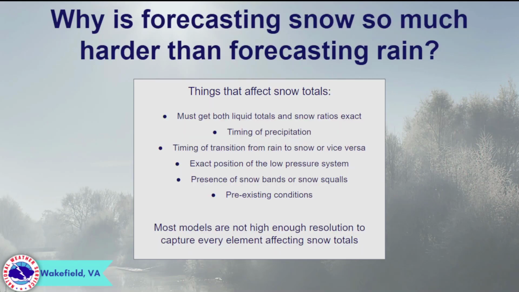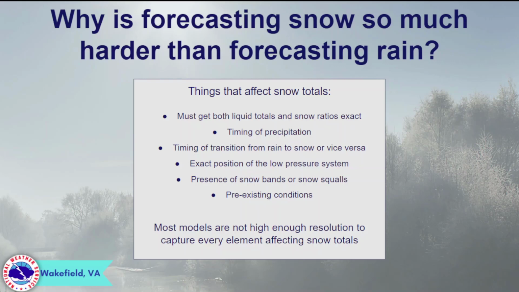So there are a lot of moving parts to a snow forecast. There are a lot of things that go into it. First of all, to get a snow total, we combine the liquid total, how much liquid is falling from the sky, plus the snow ratio. So for every inch of liquid that we would get, that correlates to, let's say, for example, 10 inches of snow.